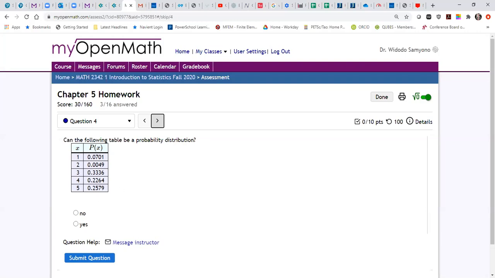Let me see if you can use Excel here. Let me go back to the Excel. Oh, maybe I need to copy first. Okay, hold on. Yes, I need to copy first. There are two conditions. One is between 0 and 1, and the summation of the P(x) has to be equal to 1. So now let me put it in Excel and see what the summation is.